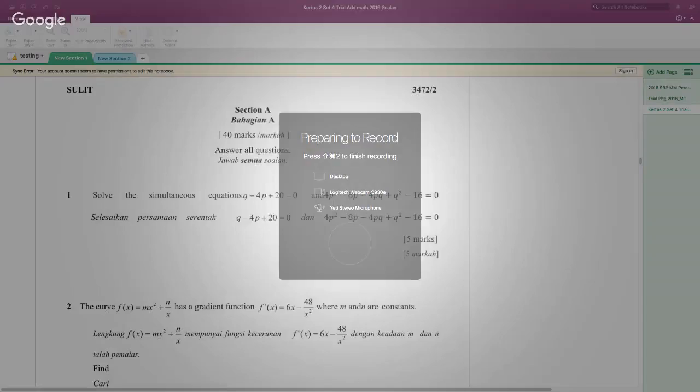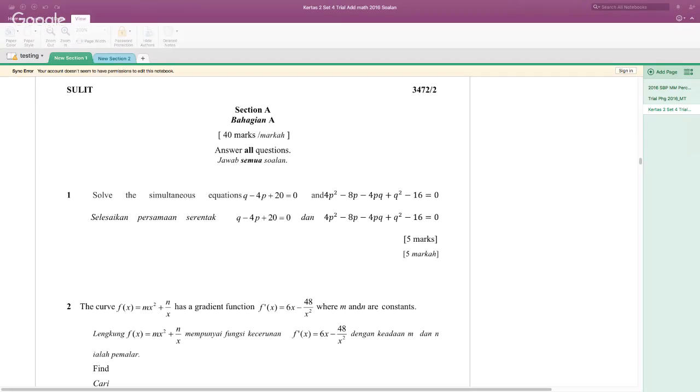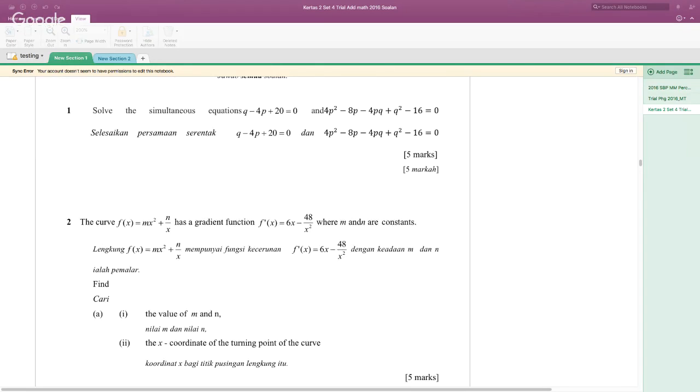2, 1. Okay, so today we are going to discuss the Johor State paper. This is paper 2 for 2016, for SPM Additional Mathematics. Let's have a look at section A, question number 1. The first question is just simultaneous equations. Actually, I tend to skip simultaneous equations, but let's just do it very fast.